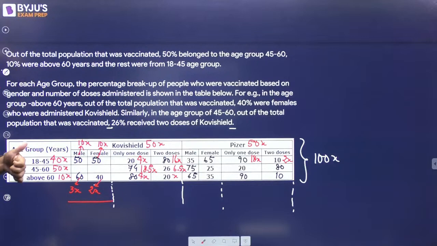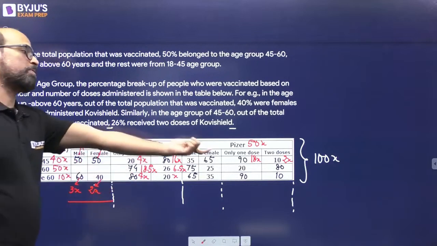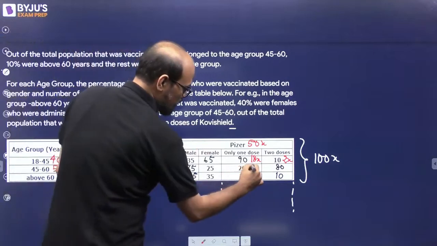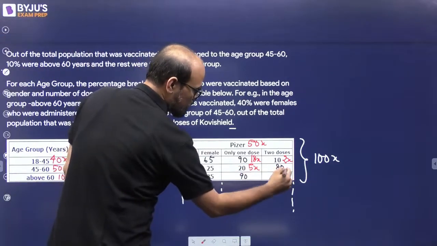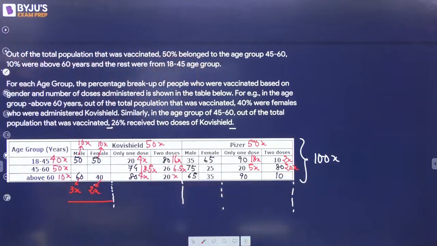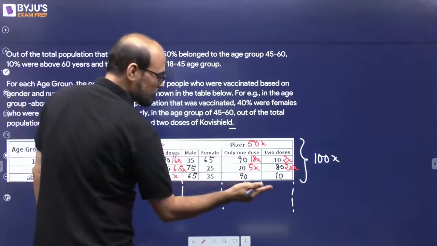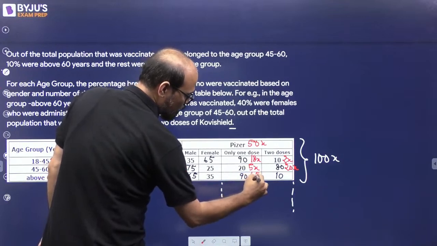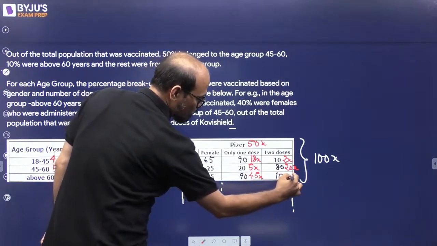50x का half, 25x was Covishield, so remaining 25x is Pfizer. So 20% of 25x will be 5x and 80% will be 20x. फिर है हमारे पास 10x. 10x का half 5x. 90% of 5x is going to be 4.5x and this is going to be 0.5x.